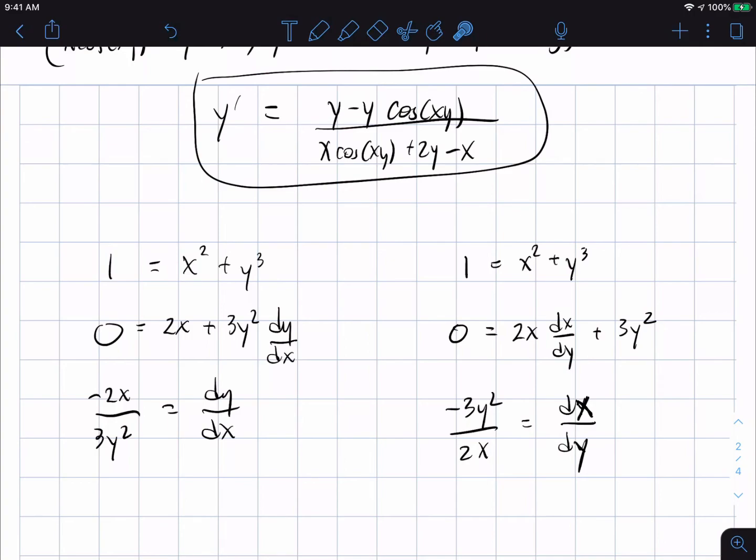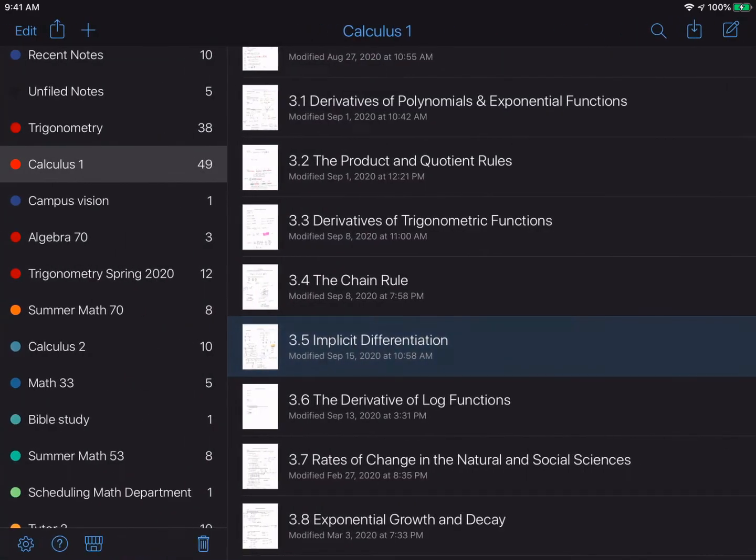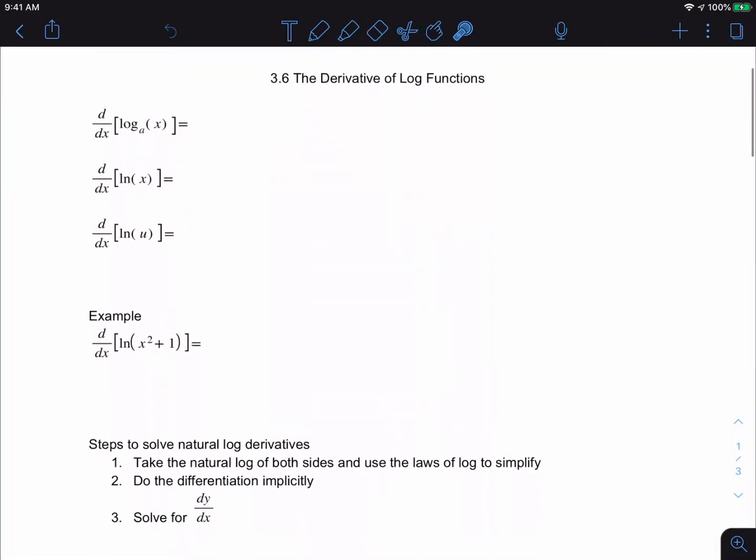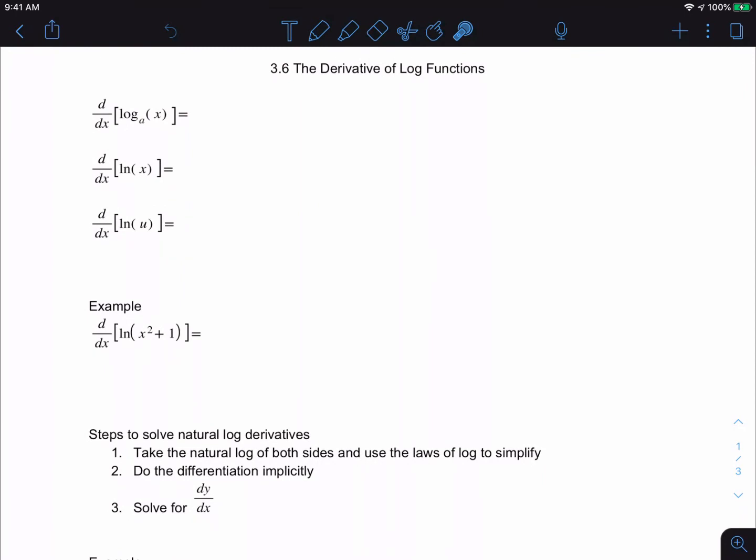All right, let's do the next one. All right, this is 3.6, taking the derivative of logs. It's not too bad.